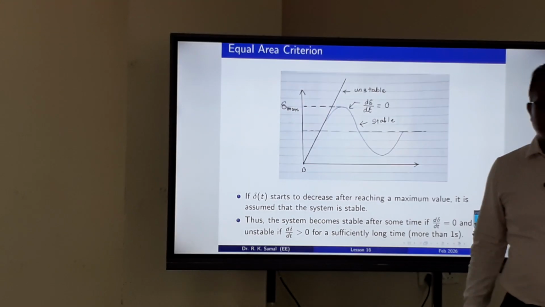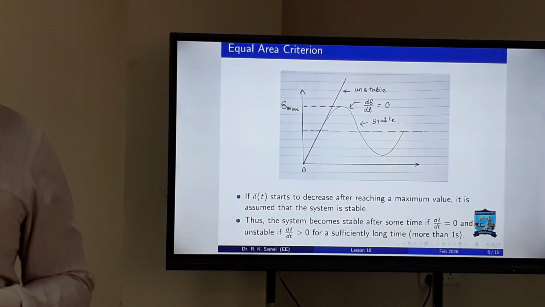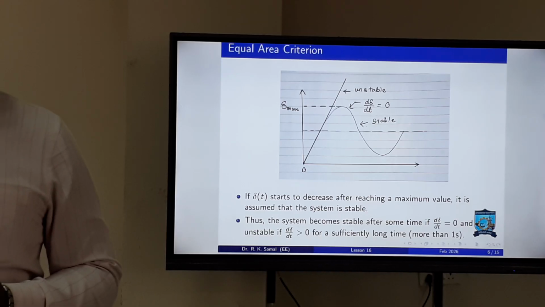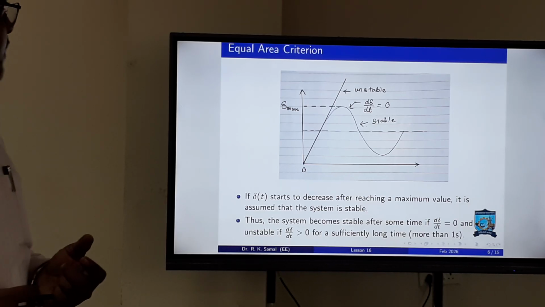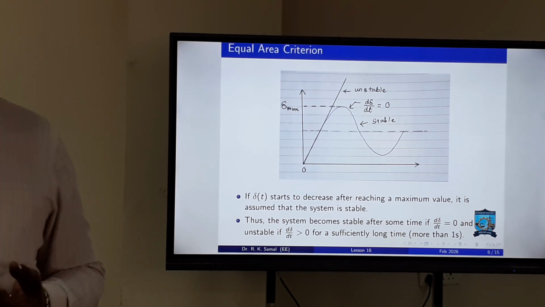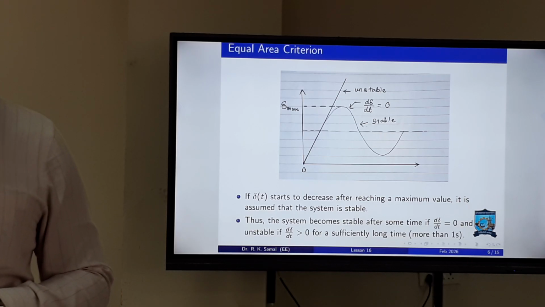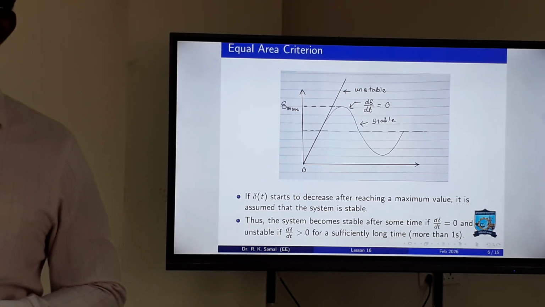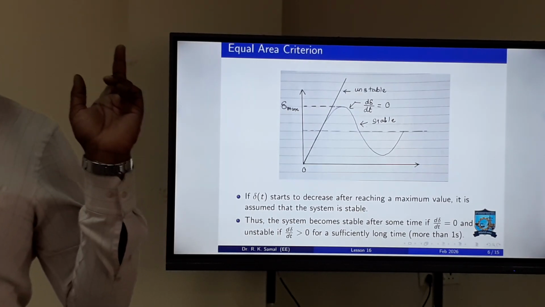I told you, you can estimate stability quantitatively by obtaining the delta versus T equation and plotting it. But there is a qualitative way, where you need not solve the equation. That qualitative way is known as equal area criterion. In most competitive exams, including GATE, you will get questions on equal area criterion only. You won't get questions on numerical solution. That is part of the PG syllabus; you will know only the essence of it. But equal area criterion is very important.